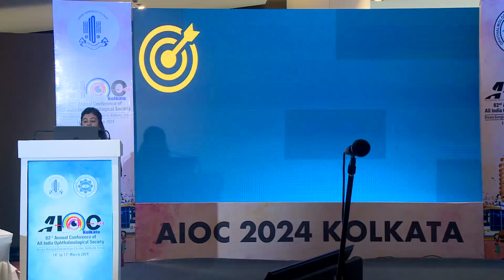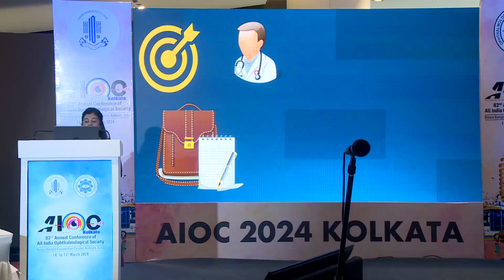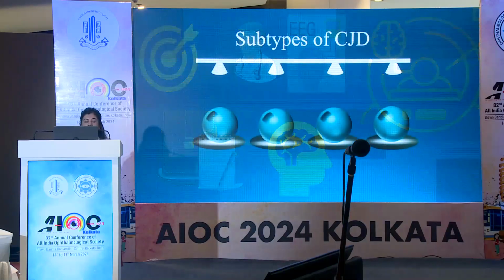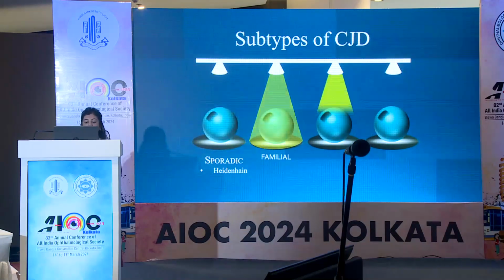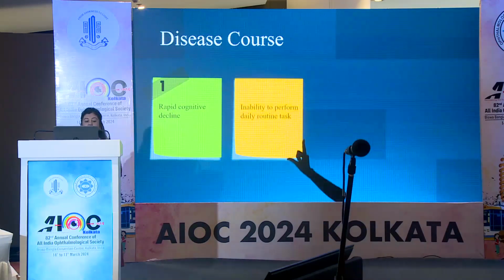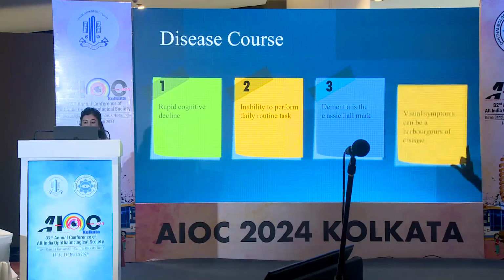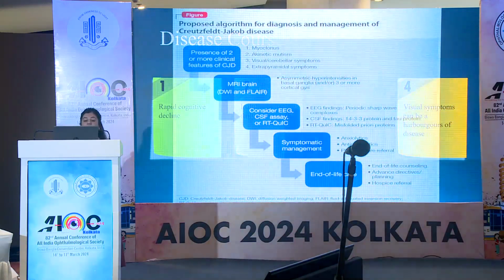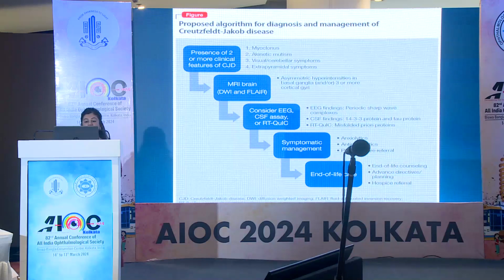Diagnosis is mainly clinical, complex, and requires a combination of clinical findings, EEG and MRI. There are four subtypes of CJD: sporadic, familial, iatrogenic, and variant. The disease course will be rapid cognitive decline and inability to perform daily routine tasks. Dementia will be a classic hallmark, and visual symptoms can be a harbinger of disease. This is a proposed algorithm for diagnosis and management of Creutzfeldt-Jakob disease.